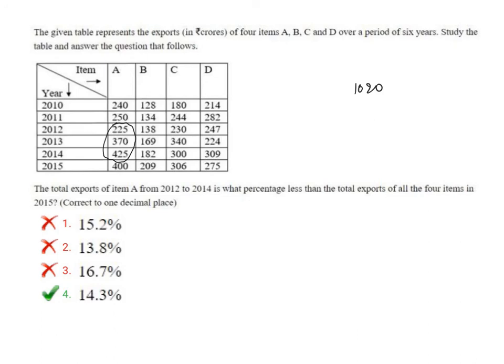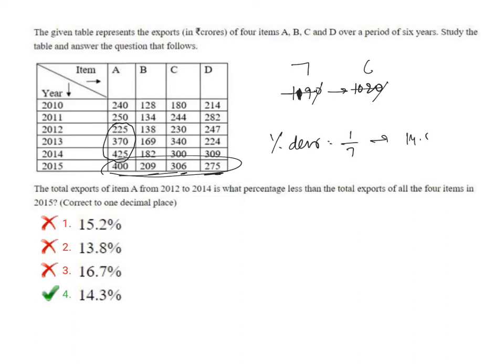All 4 in 2015. So 9 plus 6, 15 plus 5, 20, you take it aside. Then this is 900 plus 270. 1170 plus 20, 1190. So 1190 and 1020. 0 cancel. 17 sevens, 17 sixes. Therefore, the percentage decrease or less is 1 by 7. You know 1 by 7 is 14.28. So he asked you to make it up to 1 decimal place. So it is 14.3%.